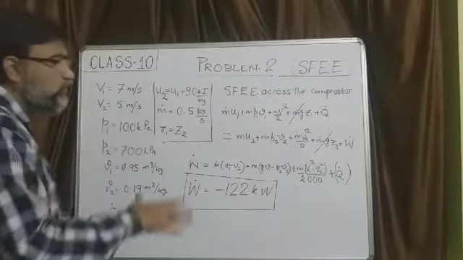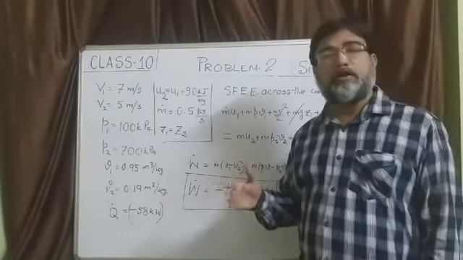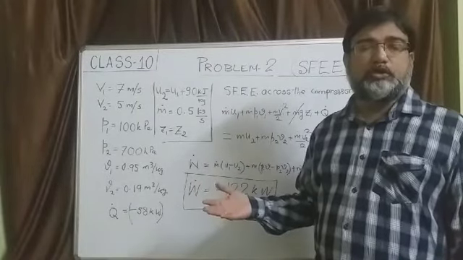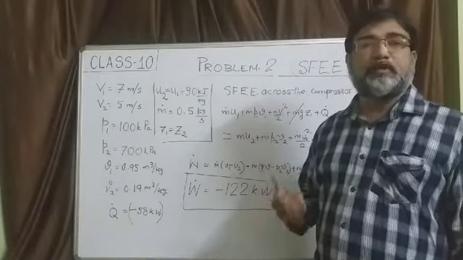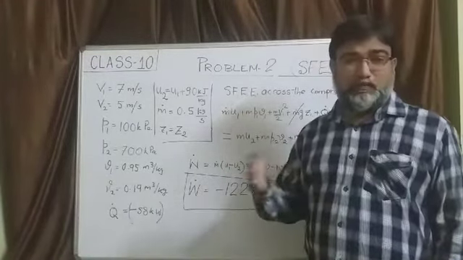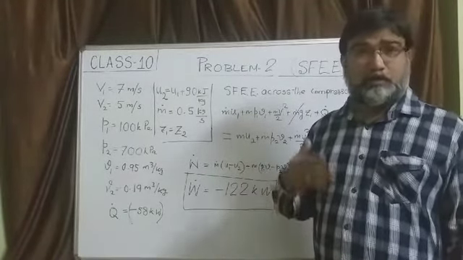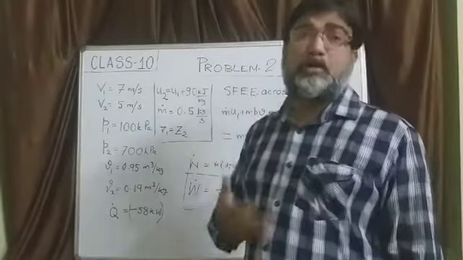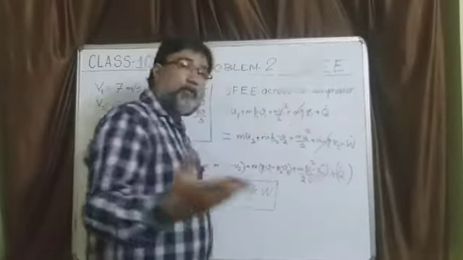So this is how you solve problems on steady flow energy equation applied to different devices. In the first problem we solved it for a blower. In the second problem we solved it for a compressor. Incidentally, both the blower and compressor are power consuming devices. Maybe in the next class we will solve a problem on a turbine, which is a power giving, power producing or delivering device, where you will find that the W dot will be positive.